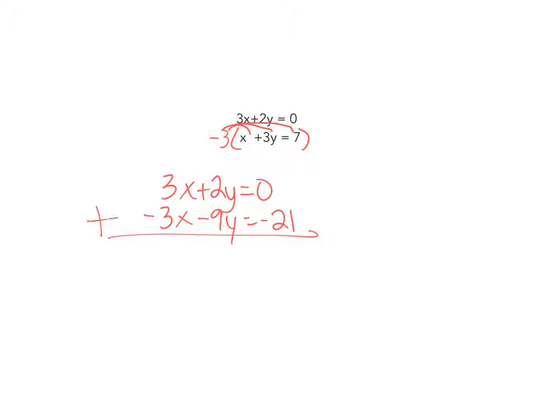Add. The x's cancel out. Okay, take a break from volunteering. Somebody, what did I get for y? Negative 7. Oops, right there. Negative 21. What does my y equal? 3. Halfway done.